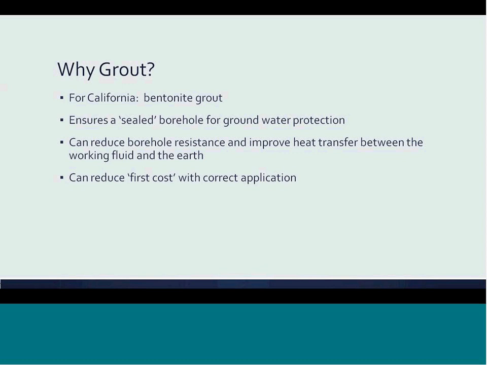We can use this requirement to our advantage as design engineers by specifying the grout properties that result in the best performing system, weighing the heat transfer properties of the grout against the drilling costs. There's no point in specifying a super high conductivity grout if it costs too much and your local driller has no ability to pump it.